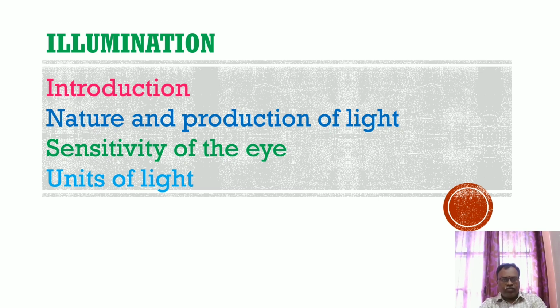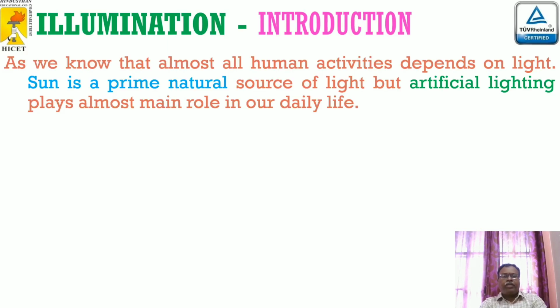So we can segregate into four titles: introduction, nature and production of light, sensitivity of the eye, and the units of light. As we know, almost all human activities depend upon light. So light may be divided into two: one is called natural lighting, another is called artificial lighting. In natural lighting, the sun is the ultimate, because it is the main source of light.